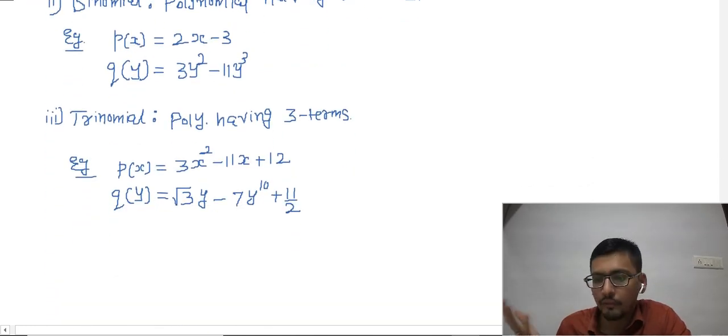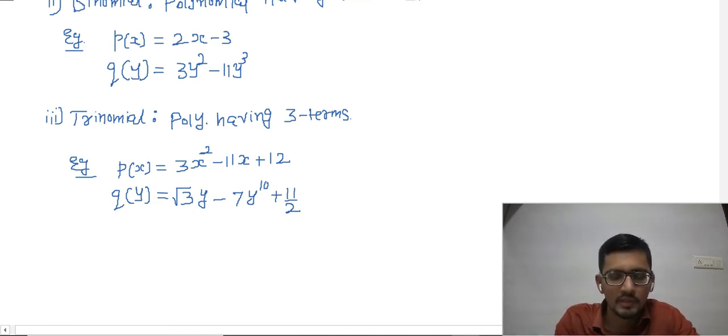Okay, so based on number of terms, these three types of polynomial are there: monomial, binomial, and trinomial. What about four term, five term? If four term, five term, it does not have any special name. We will simply call it a polynomial only. Till three terms we can give a special name. One term is monomial, two term is binomial, and three term is a trinomial. I hope this is clear for everyone.